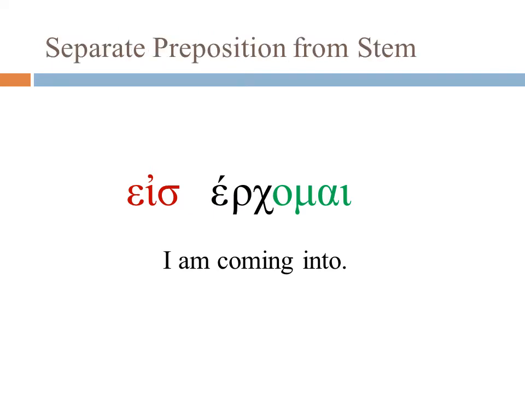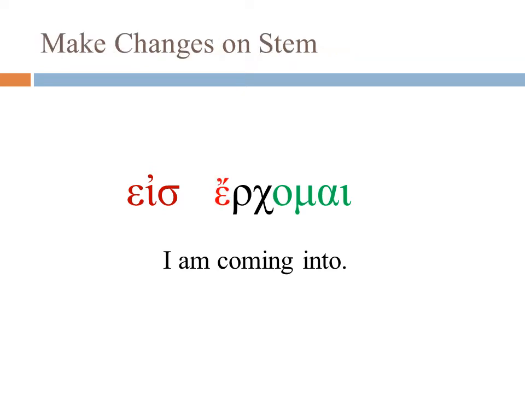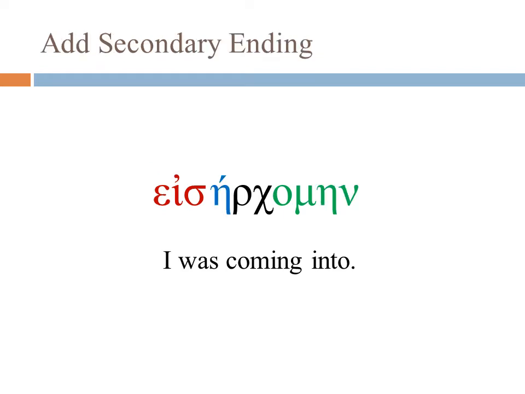So the first thing that we do is separate the preposition from the stem. That way we can see the letter that we have to change. And that is an epsilon. So in this case, we know that a word that begins with epsilon is going to be expanded. So when we bring that augment here, it's going to change it to an eta. So it's going to change erch to ērch. Okay? We put secondary endings on it, and we get eis ērchomēn, I was coming into.